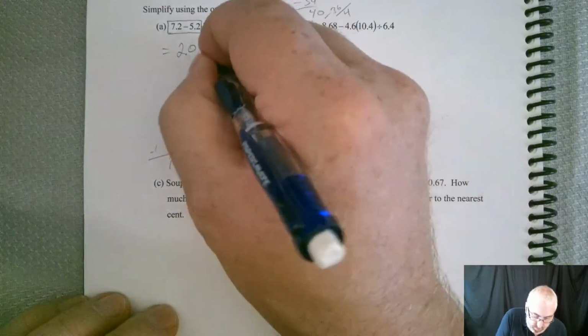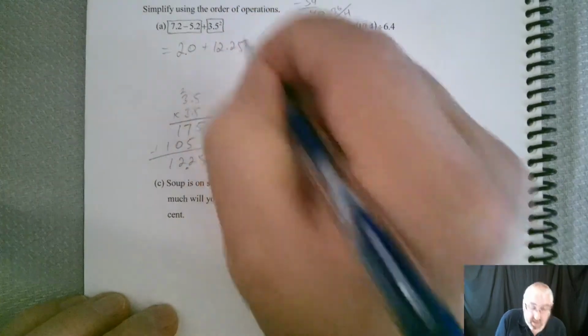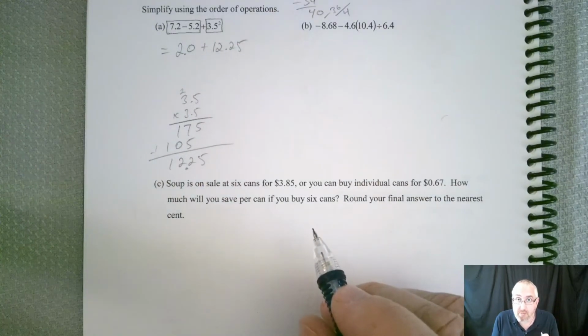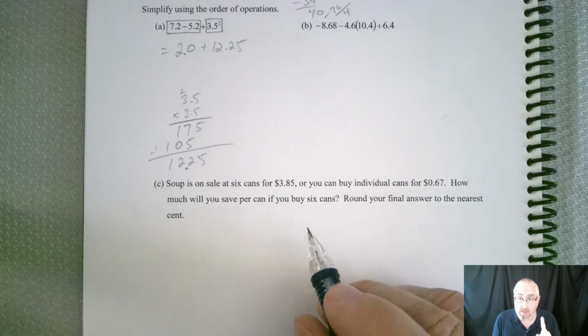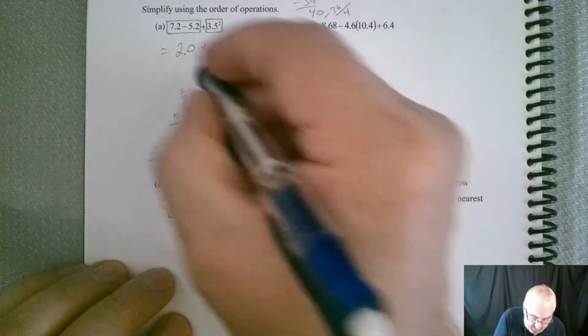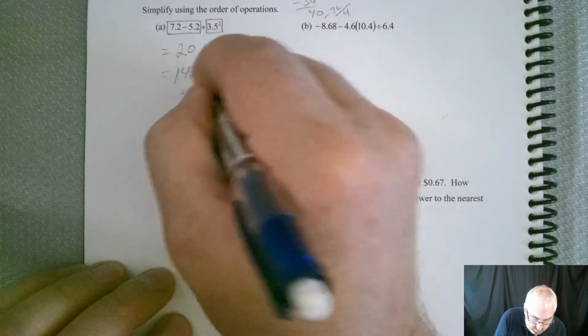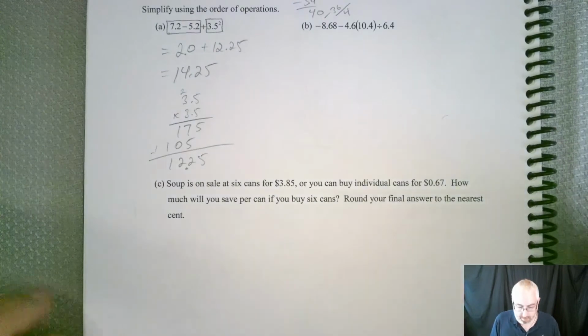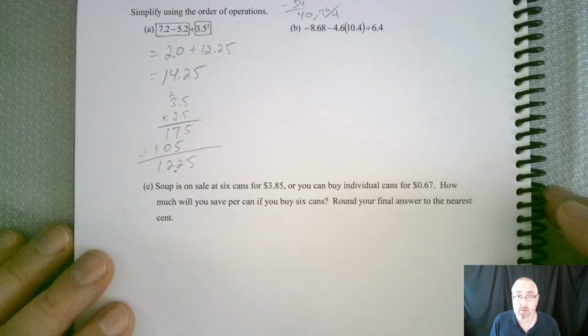So be careful with those exponents. Don't just double stuff. If it's a 2 for an exponent, you do not double it. You've got to times it by itself once. So in this case, we get 12.25. So your final answer is 14.25. All right, let's try the next one.